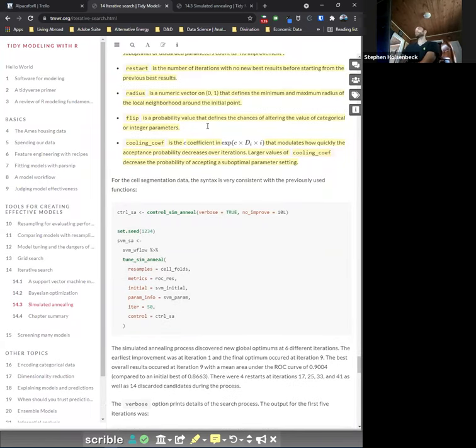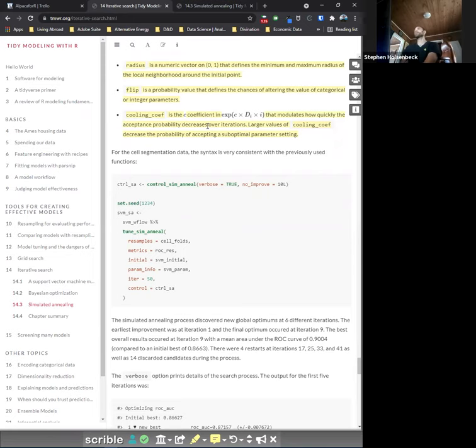So if you have a particular categorical value that you know is probably the right one, you would put this probability to 0 so it doesn't try new parameters for that parameter. And it just sticks with tuning the other, continuous hyperparameters.